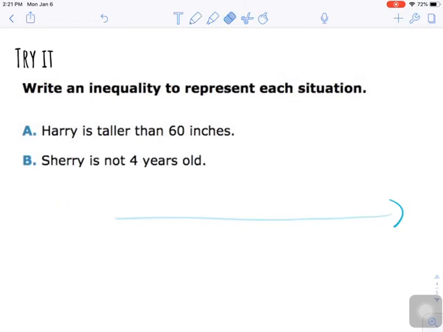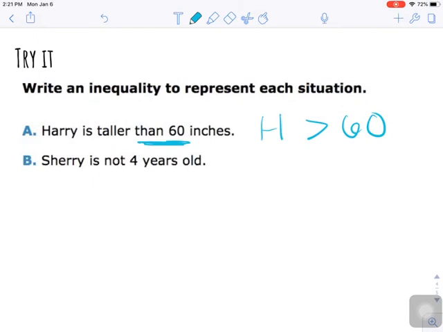All right, so A, let's check our work here. A is saying Harry is taller than 60 inches. I'm just going to use H for our variable, but you could have used any letter. Harry is taller than 60 inches. 60 is not part of the solution here because he has to be taller than that. So it's not an or equal to, so he's just going to be taller or greater than 60 inches.